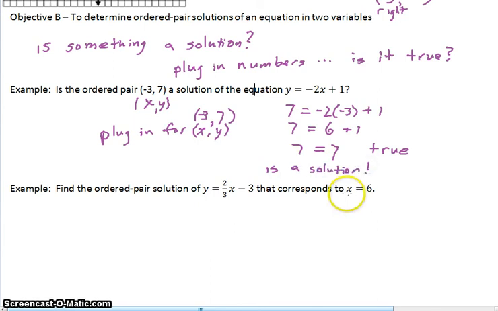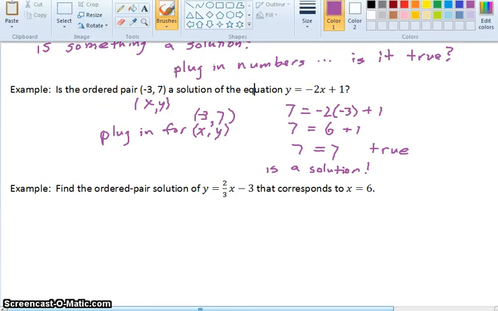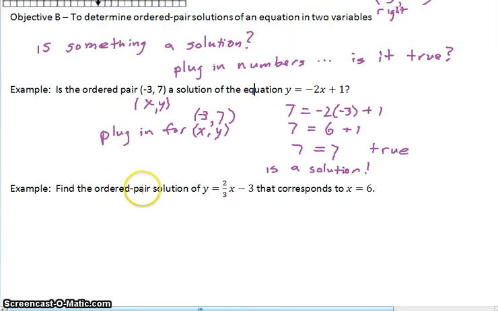If it wasn't true, then it wouldn't be a solution. So because it's true, this is a solution. Now, if you're looking at something that says to find the ordered pair solution, which you can see at the bottom of the page here, it says find the ordered pair solution of this that corresponds to x equals 6. What it's telling us is that we know that x equals 6, but we want to find something for y. And it's telling us how to do this.